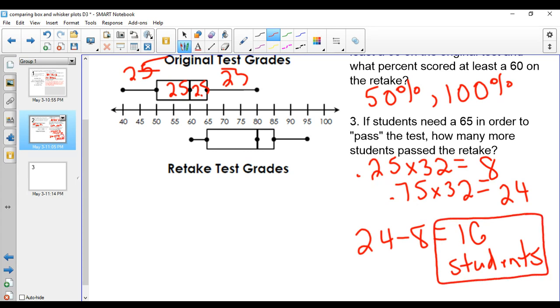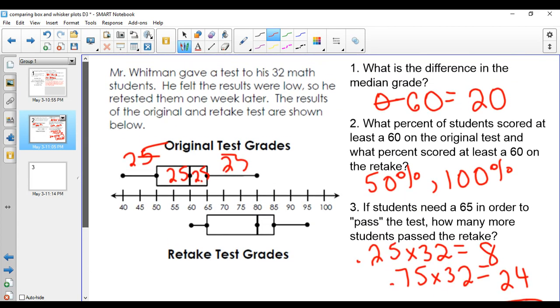Okay, so that's it for comparing box and whisker plots. So you can go back, pause, take notes, redo anything that you might need to, email your teacher if you have any questions, and then you'll have some independent practice coming up in the next piece of the module.